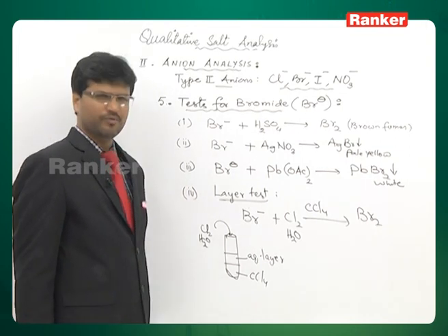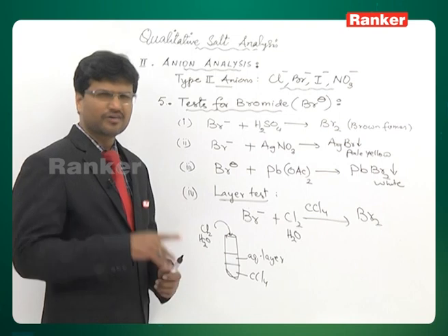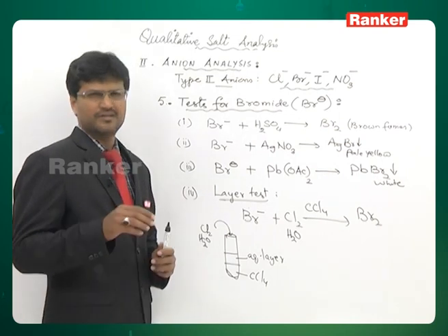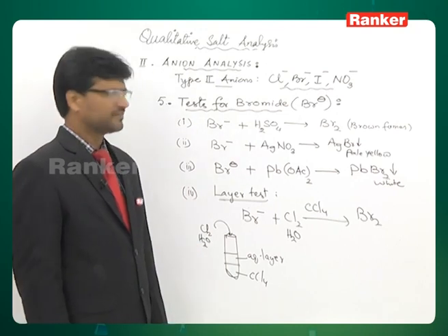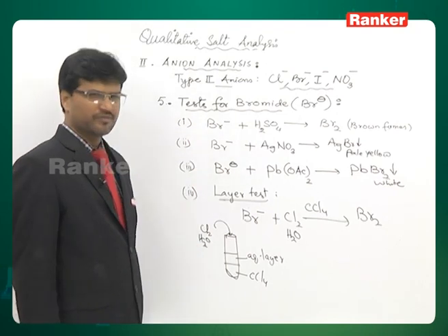It is applicable for bromides as well as iodide. Oxidizing agent used is chlorine water. It oxidizes bromide to bromine, iodide to iodine. This is layers test. There are 4 important tests for bromide we have discussed.